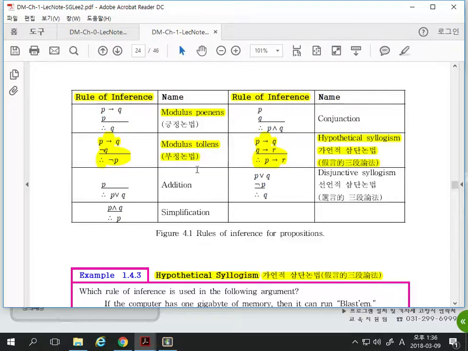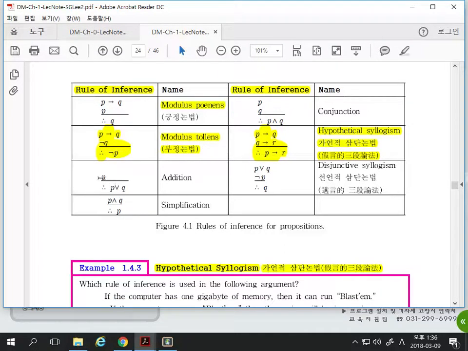Modus tollens. And addition, P implies P or Q. It's clearly always true. It's just adding the condition. P and Q, then clearly P is true. If P and Q is true, which means P is true and Q is true, so P should be true. So this is a simplification.